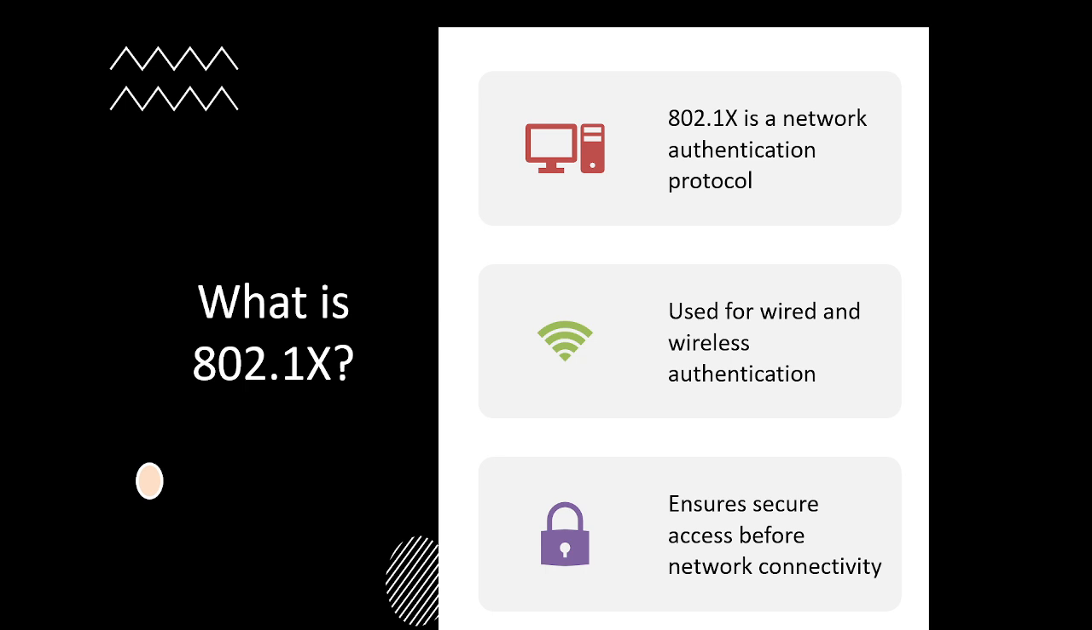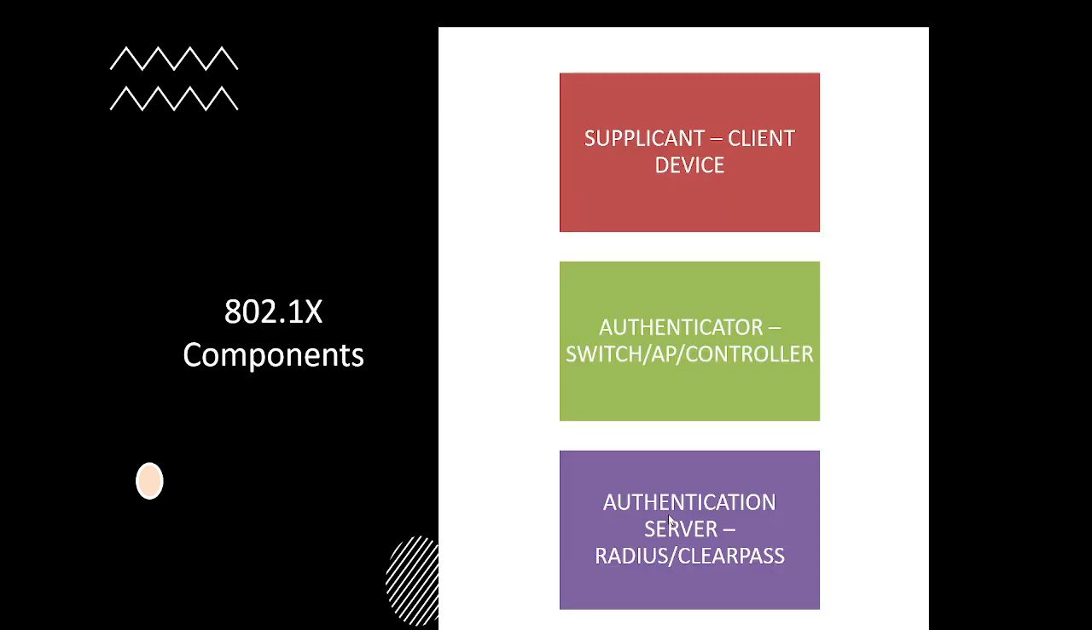Suppose an employee connects a laptop to the office switchboard. Immediately the switch asks, who are you? The laptop sends the username and password or certificates. The switch forwards the information to the Aruba ClearPass. The RADIUS server checks the credentials. If the authentication is successful, network access is granted. If the authentication fails, the access is denied.